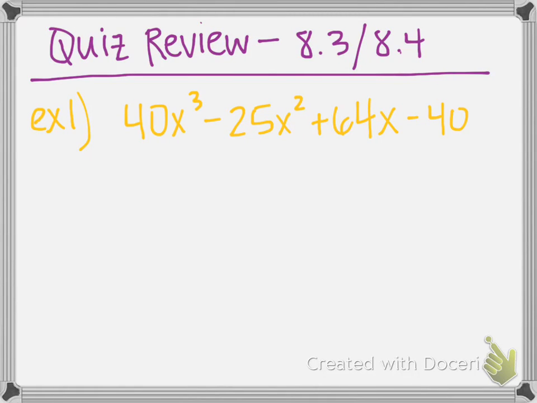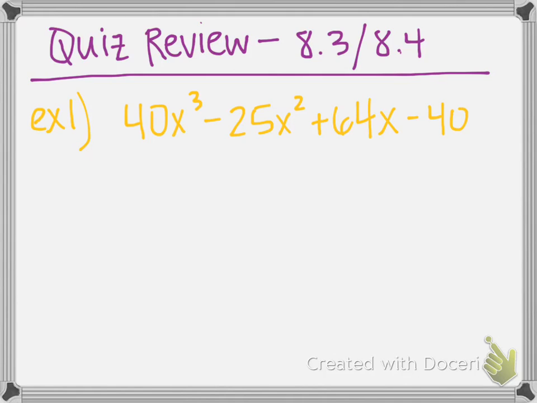The quiz you'll be taking today is over 8.3 and 8.4. 8.3 were polynomials that had 4 terms, and that's where we went through the grouping process. 8.4 is when we had a trinomial, and you had to set up a problem that you could go through the grouping process. So we'll be doing 3 of each of those.